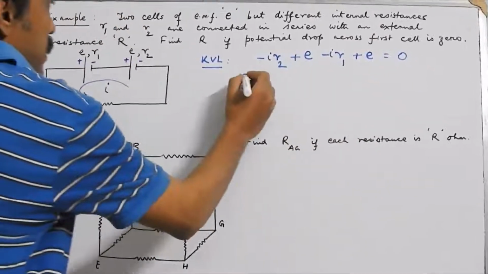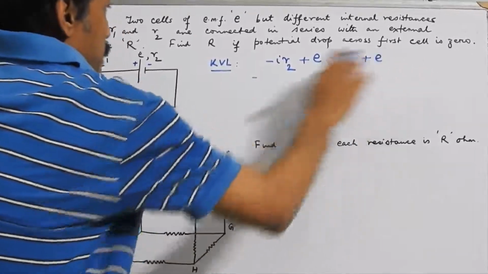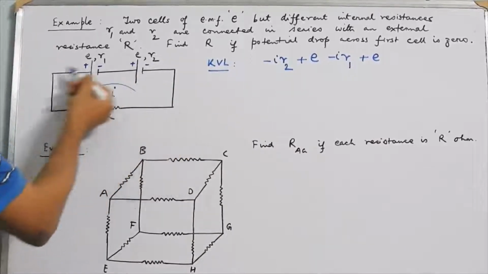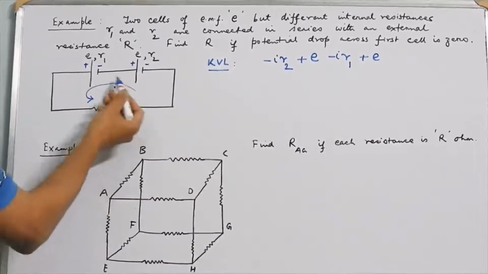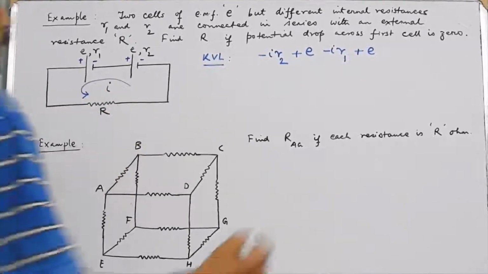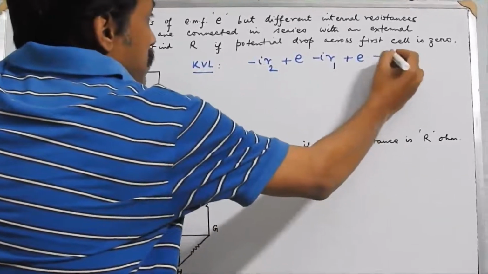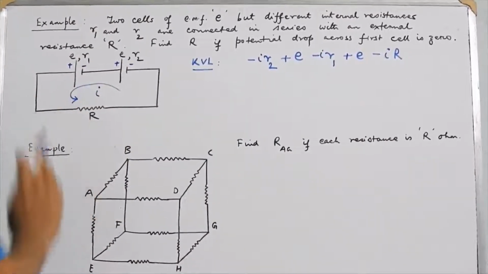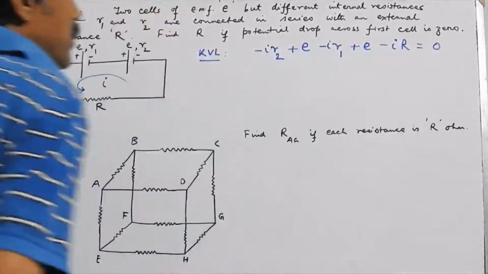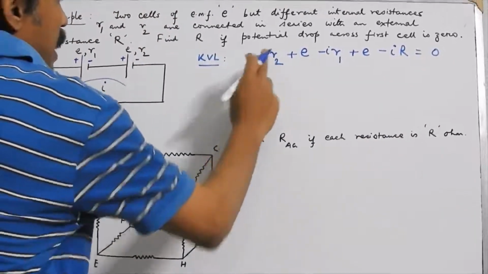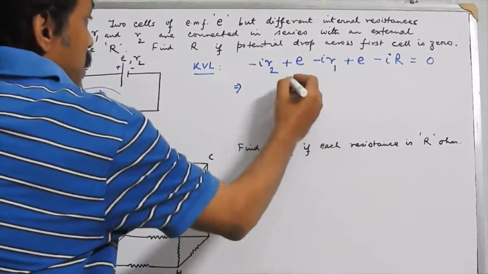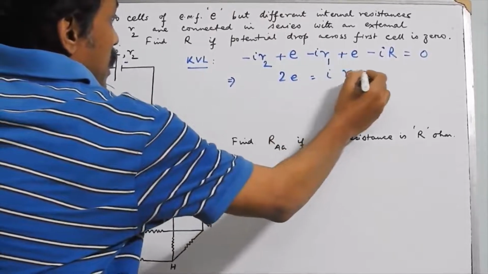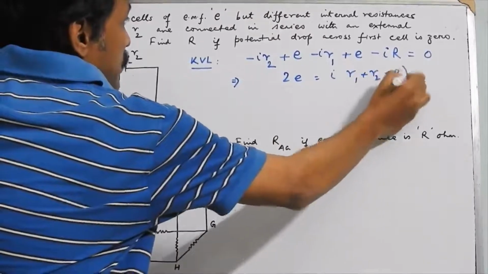From this, we can say that, I forgot to include R. Current is also flowing through R, in the same direction, the anti-clockwise sense. So current into resistance is again negative. Remember that if we move in the direction of the current, current into resistance is negative. So minus IR must be equal to 0. From this you can easily see that if you take I common and take it to the other side of the equation, 2E will become I times (R1 plus R2 plus capital R).